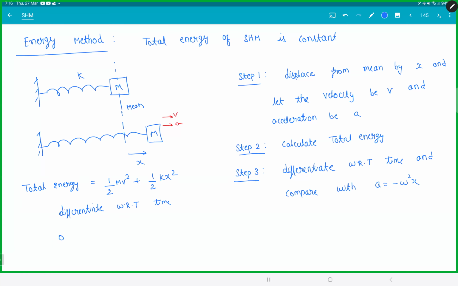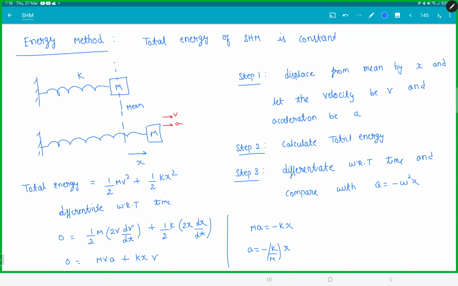The left hand term will be 0. This will become half m 2v dv by dt plus half k 2x dx by dt. The 2 goes off. This will be 0. So mv, dv by dt is acceleration. This is kx, dx by dt is velocity. The v term goes off. You'll get ma is equal to minus kx. So a is equal to minus k by m x. Compare with this and you'll get the time period. Make sense?